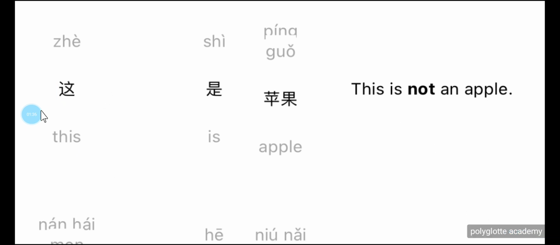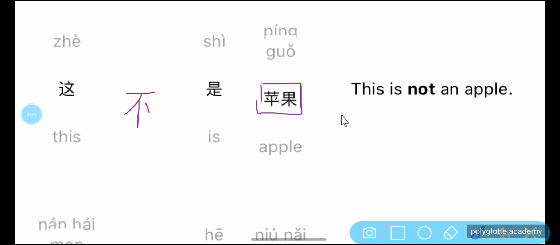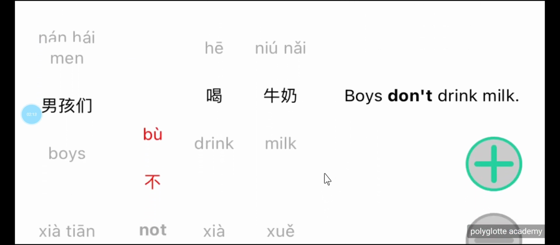这 means this, and 不 is a negation of a verb in the present and future. So 这不是苹果. 苹果 means apple. For a demonstration on how to write 苹果, we have this, that's 苹 and then 果. 苹果, which means this is not an apple. 非常好. 好，你明白吗？我明白。好，继续。So let's move on to the next.